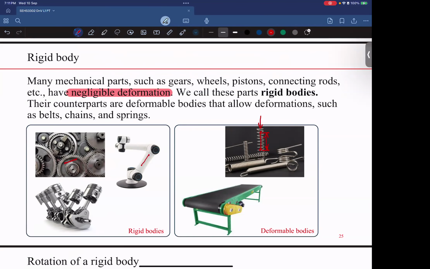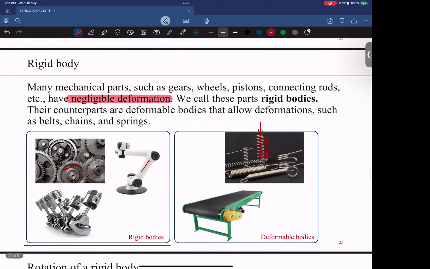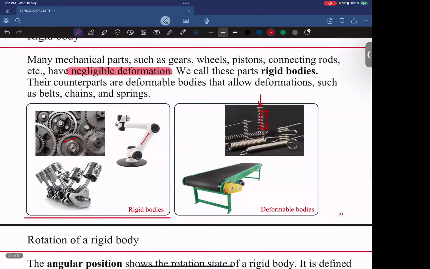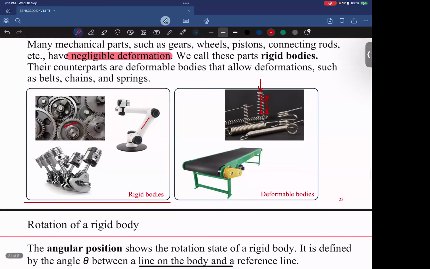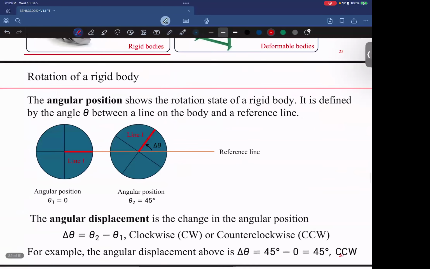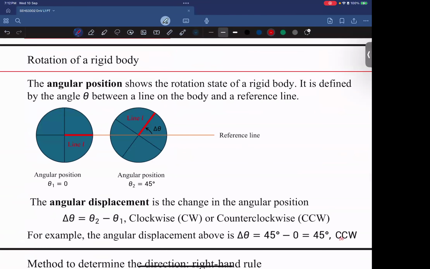And as described in this subject, most of the dynamic problems consider rigid bodies. This chapter we also consider rigid bodies dynamics problems. So this lecture we start from the rotation of a rigid body.